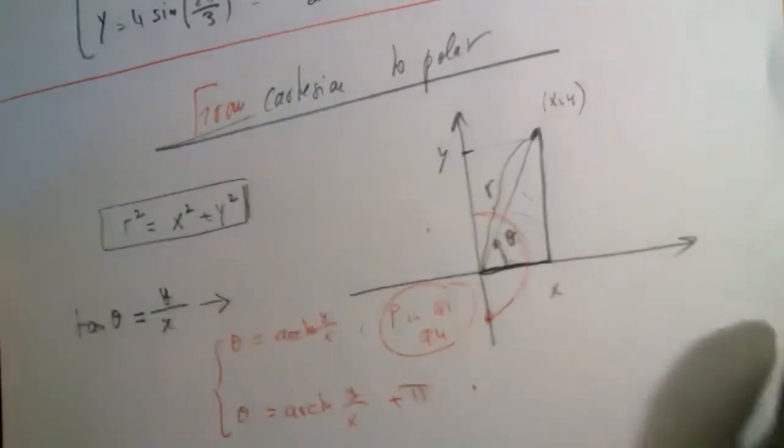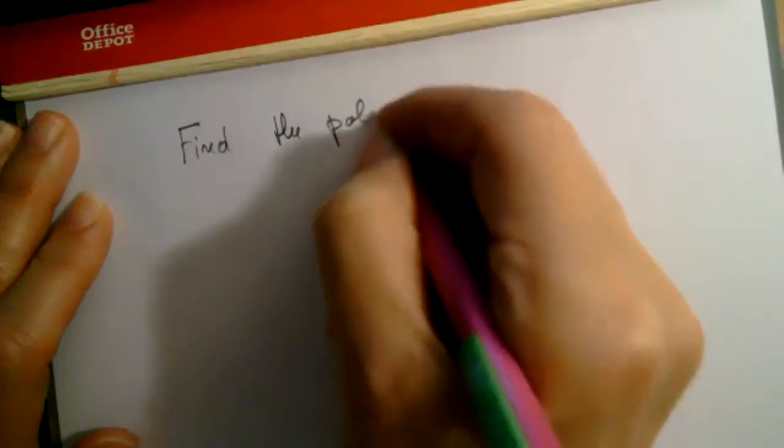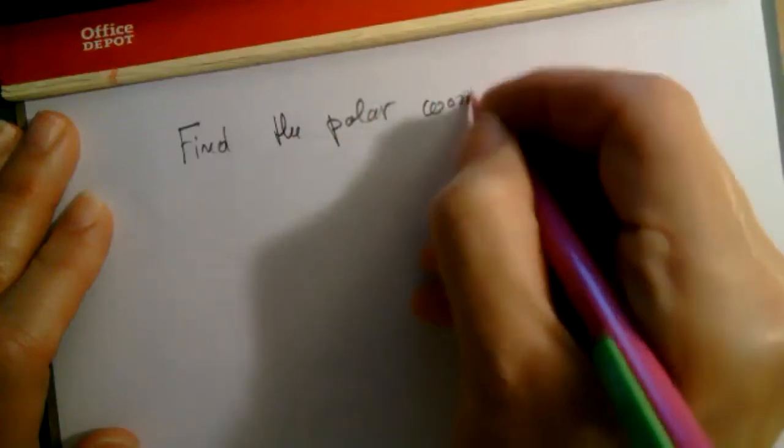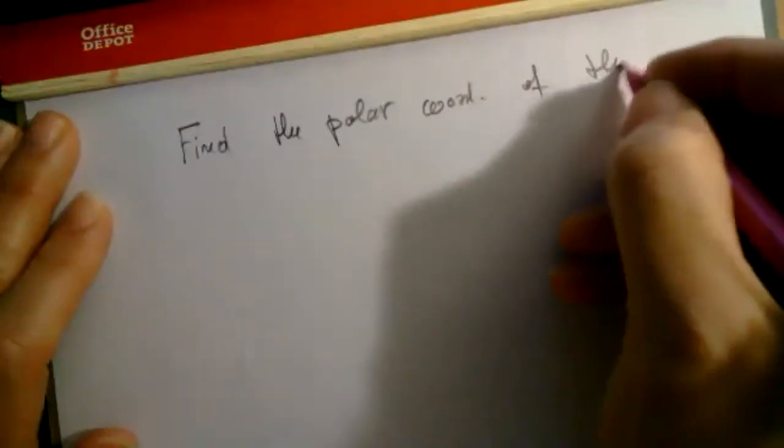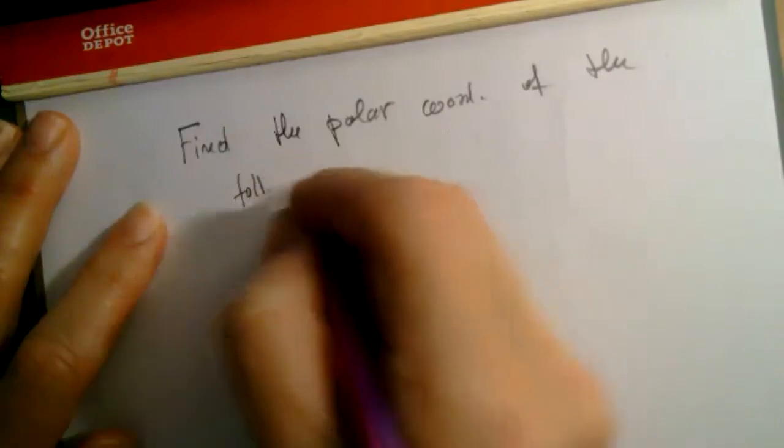So I will do 2 problems along those lines and then we proceed. For example, I'm going to give you a point and the question is to find the polar coordinates of the following point given in Cartesian.